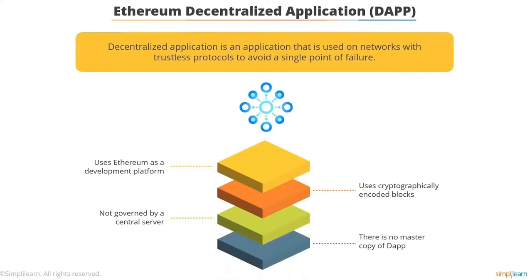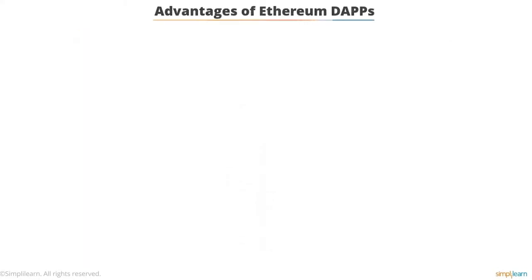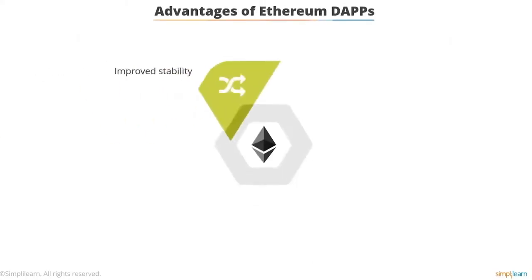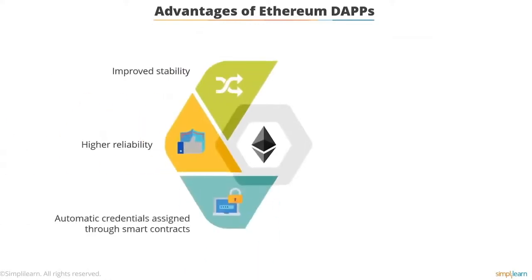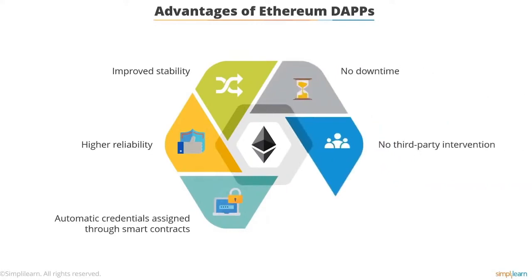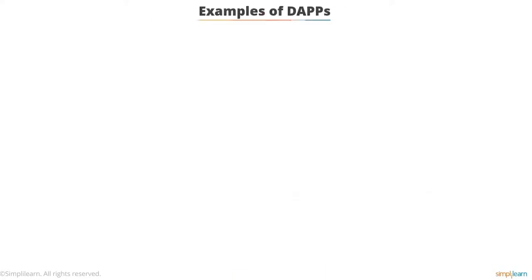Let's talk about the advantages of dApps now. Advantages of dApps. Ethereum dApps have the following advantages: improved stability due to a distributed network, higher reliability, automatic credentials assigned through smart contracts, no downtime, no third-party intervention, and high security. Example of dApps.